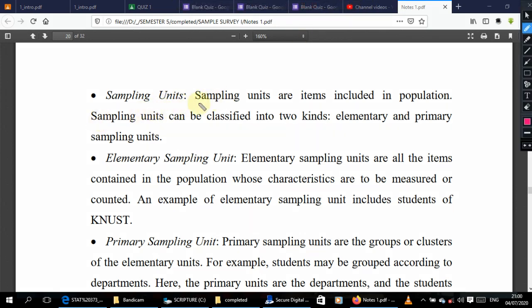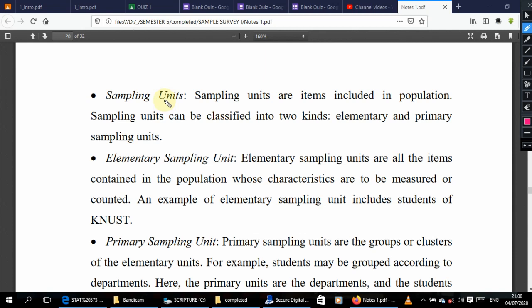So sampling units are items included in the population. Sampling units can be classified into two kinds: elementary and primary sampling units. Assuming now you go to a community and you want to know their average salary. Each person in the community who is a worker is part of your sample, your population. So a worker is your sampling unit, or somebody who is employed is a sampling unit.